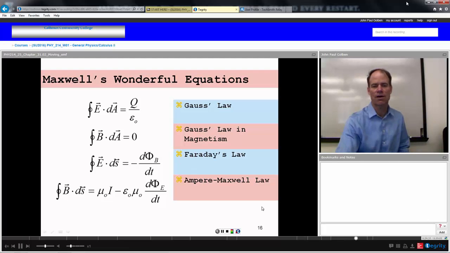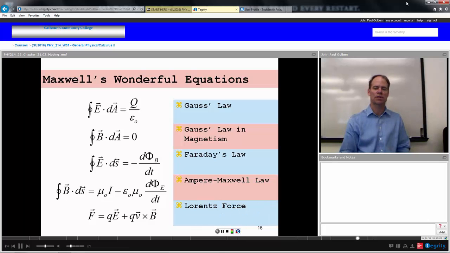And sometimes we have a fifth law that is included as one of these Maxwell's equations called the Lorentz force. It is simply the force on a charge moving in either an electric field and or a magnetic field. And it's QE plus QV cross B, which we've looked at the separate aspects of that for electric and magnetic fields. So these 5 wonderful equations explain all electromagnetic phenomena and included in that is the study of light.